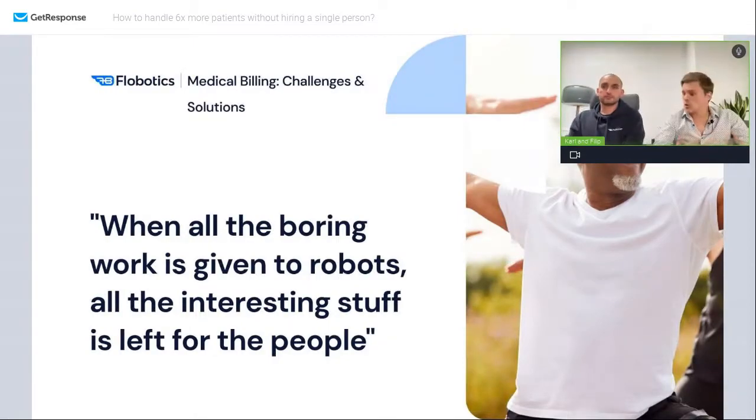But most importantly, what excites me most about this job is we actually see smiles, joy, and relief on the faces of our clients. I love hearing, "My God, I love that I did this for the last time in my life," because it was the most hated and disliked part, the most boring part of my job. And then people really started to love what they do. So when all of the boring work is given to robots, all the interesting stuff is left for the people.